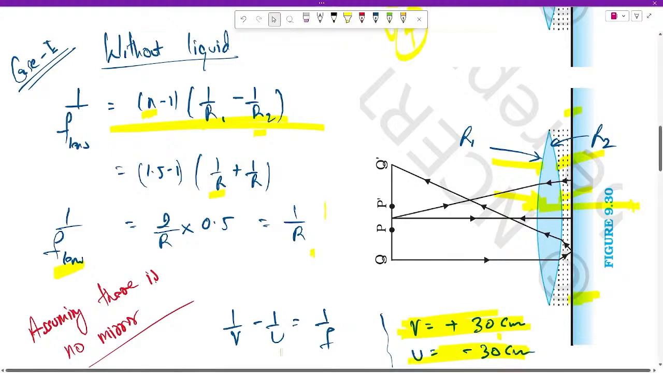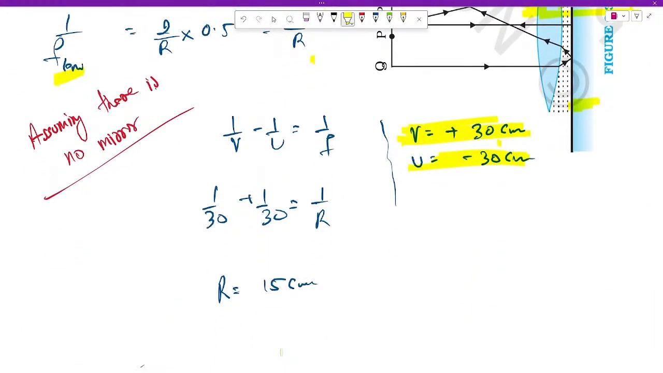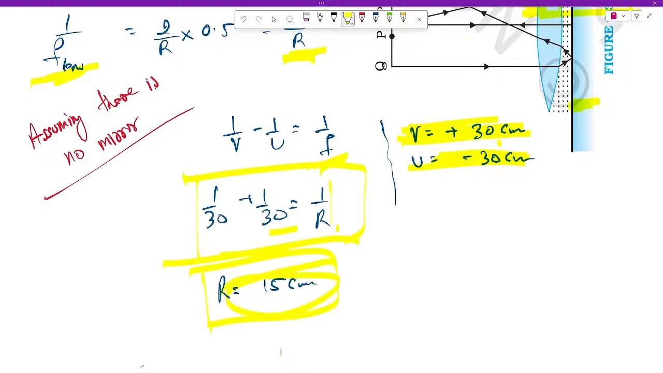So using the lens equation now, we will get the value of R or f. Since f of this lens is equal to R, we can easily write that 1 by 30 plus 1 by 30 equals 1 by R. This will give us R equals 15 centimeter. That is, the radius of curvature of this lens is 15 centimeter.